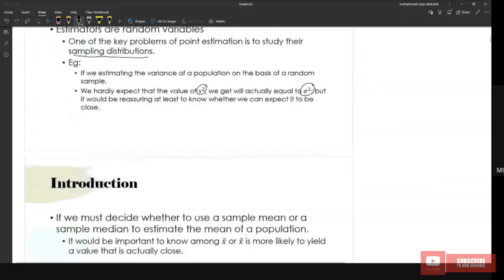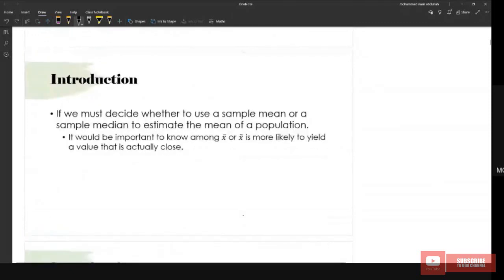So if we must decide whether to use the sample mean or the sample median to estimate the mean of the population, it will be important to know which one, X bar or the median, is more likely to yield a value that is actually close to the parameter. So we need to decide, if you have more than one estimator for the respective parameter, which estimator we want to use.